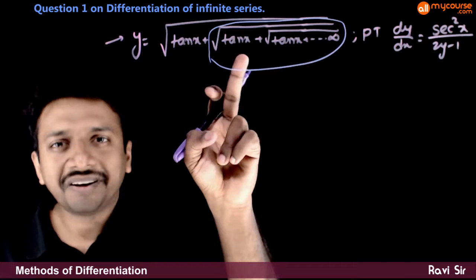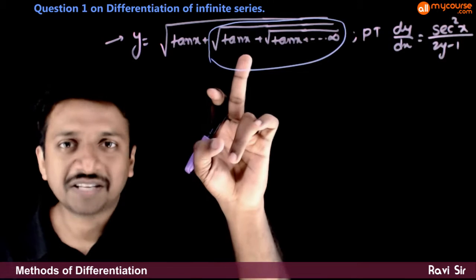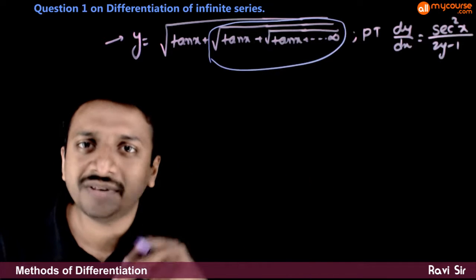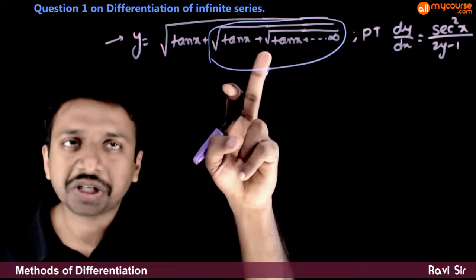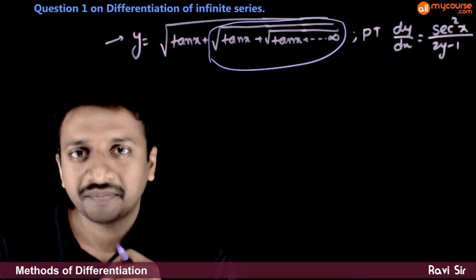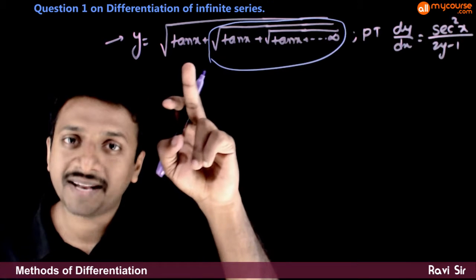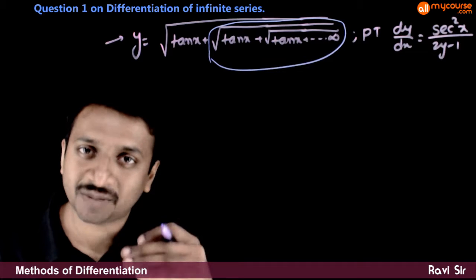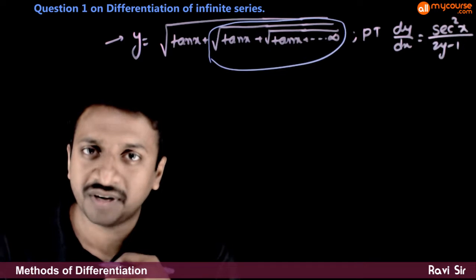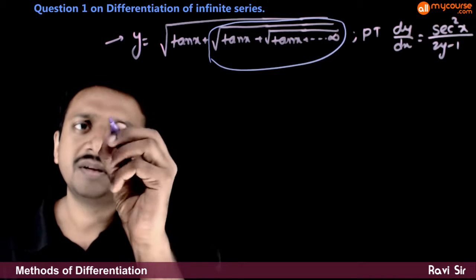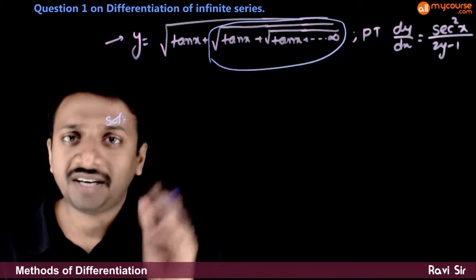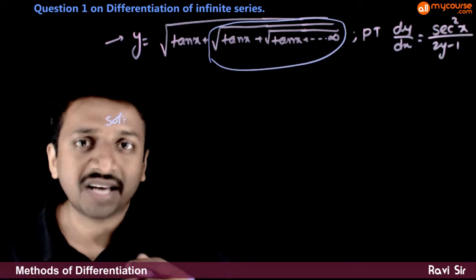So can you read this expression? This expression is root of tan x plus root of tan x plus root of tan x so on up to infinity. This expression also looks exactly same as y, because y is also root of tan x plus root of tan x plus root of tan x up to infinity. So what is root of tan x plus root of tan x plus root of tan x up to infinity? That is also equal to y. So if you take one term out of infinite terms, the series remains unaffected.